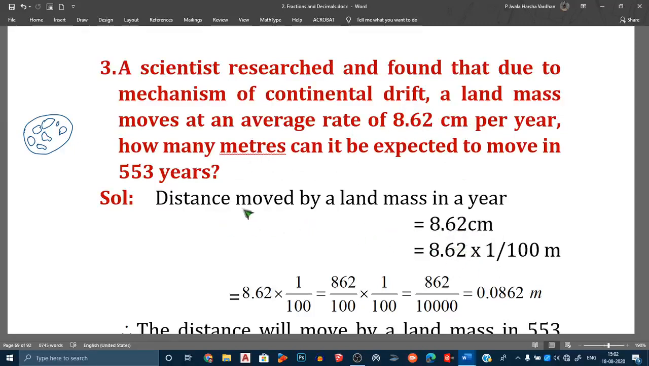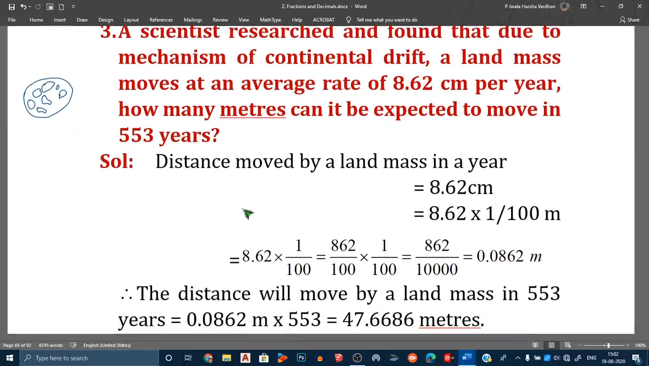If you write in the form of steps here: the distance moved by a landmass in a year is 8.62 centimeters. So you know what the conversion factor is between centimeters and meters. 100 centimeters is equal to 1 meter, you know that. So now you can write 1 centimeter in terms of meters, which is 1/100th of a meter.